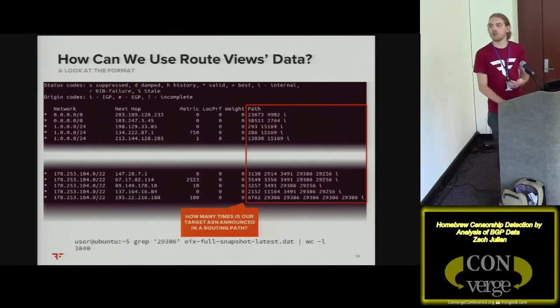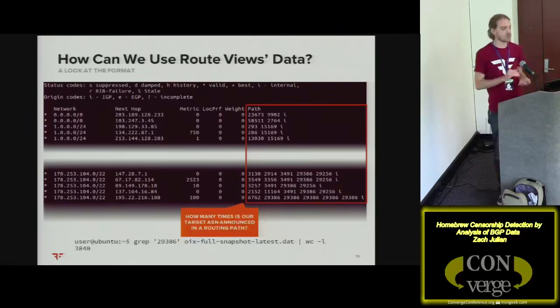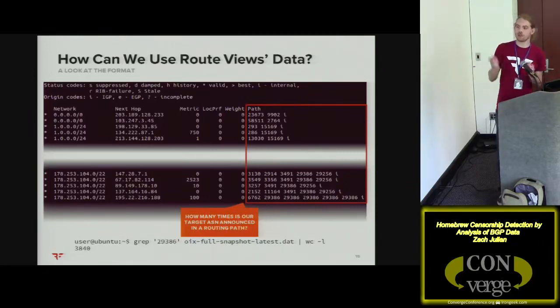And specifically, the question we need to ask ourselves when we're talking about censorship detection is how many times is the ASN that we're concerned with, so in this case, let's again use Syria as an example. There are 3 autonomous systems, so that'd be 3 different numbers. How many times is our autonomous system used in a routing path? If we think about this from a command line perspective, we take this big old text file and grep for 29386, which is a Syrian autonomous system, and figure out how many instances of that popped up. It was 3,840 for that iteration.